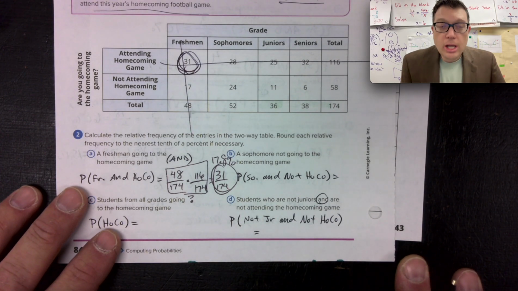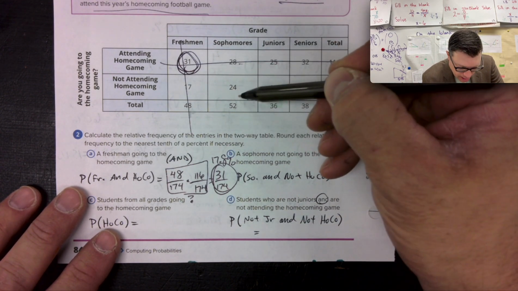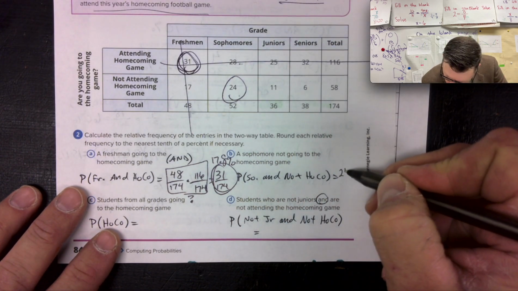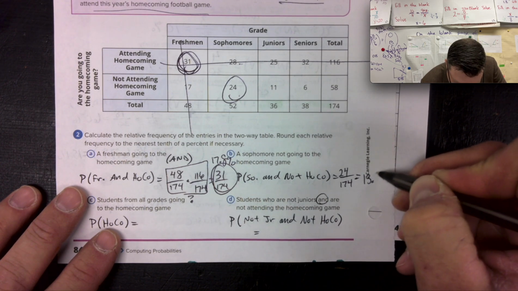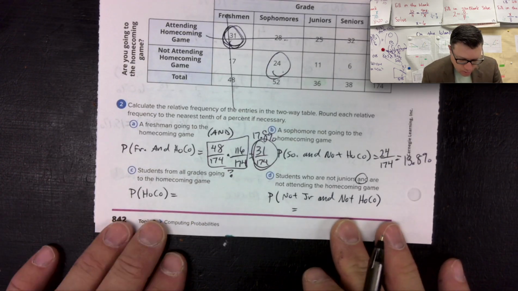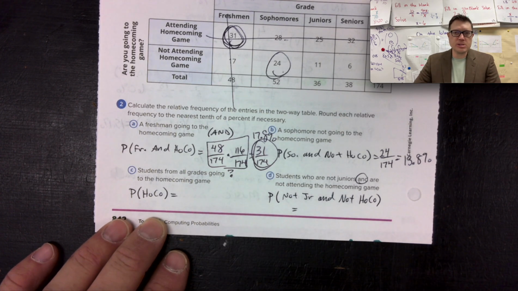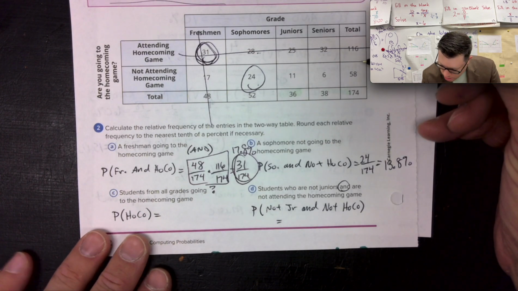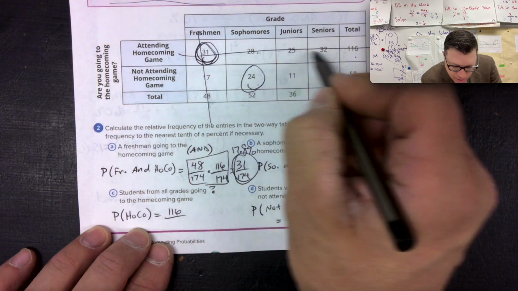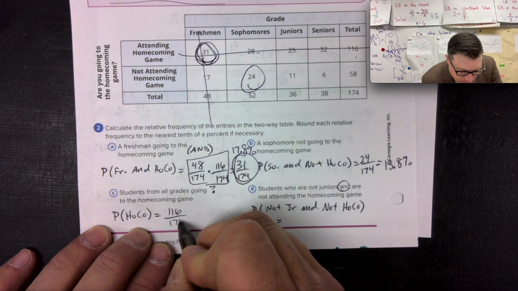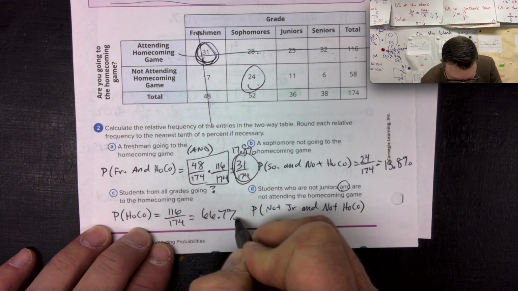A sophomore not going to the homecoming game. So a sophomore not attending, 24 out of 174, which is approximately 13.8%. What about students from all grades going to the homecoming game? So freshmen, sophomores, juniors, seniors, and going to the homecoming game, that's 116 out of 174, which is 66.7%.